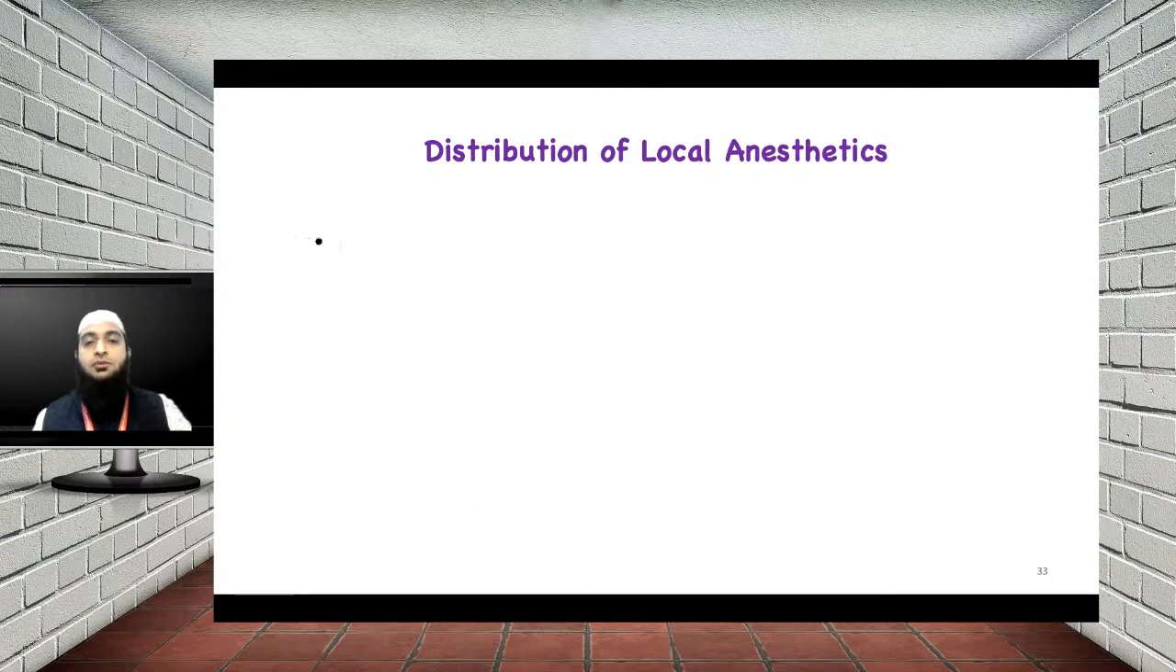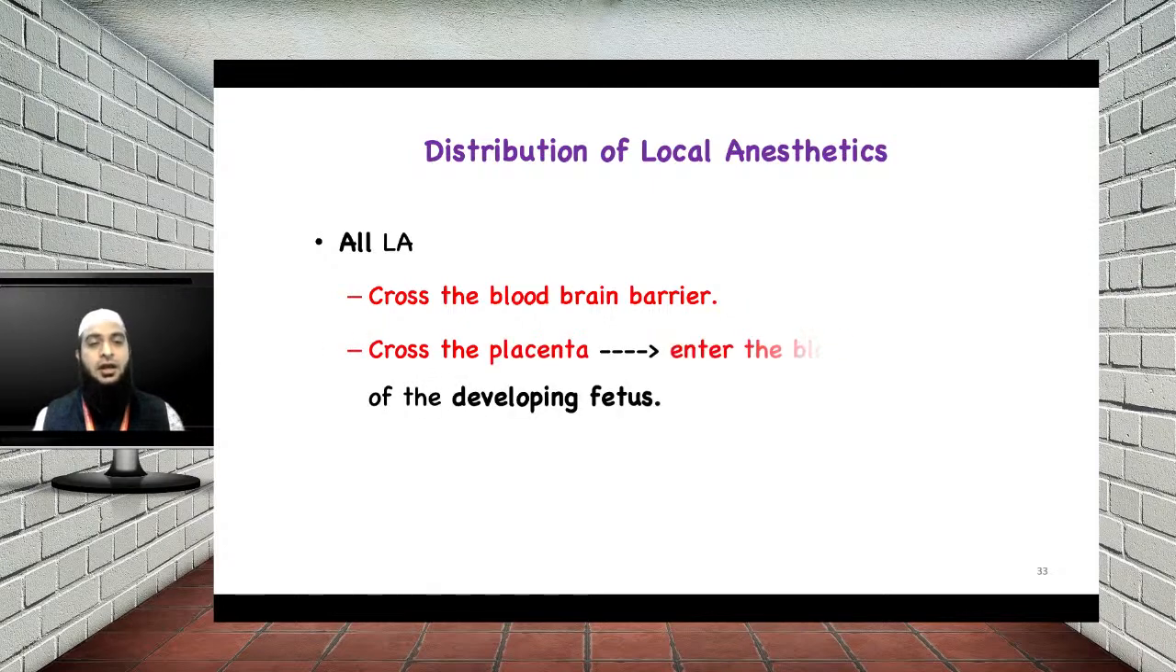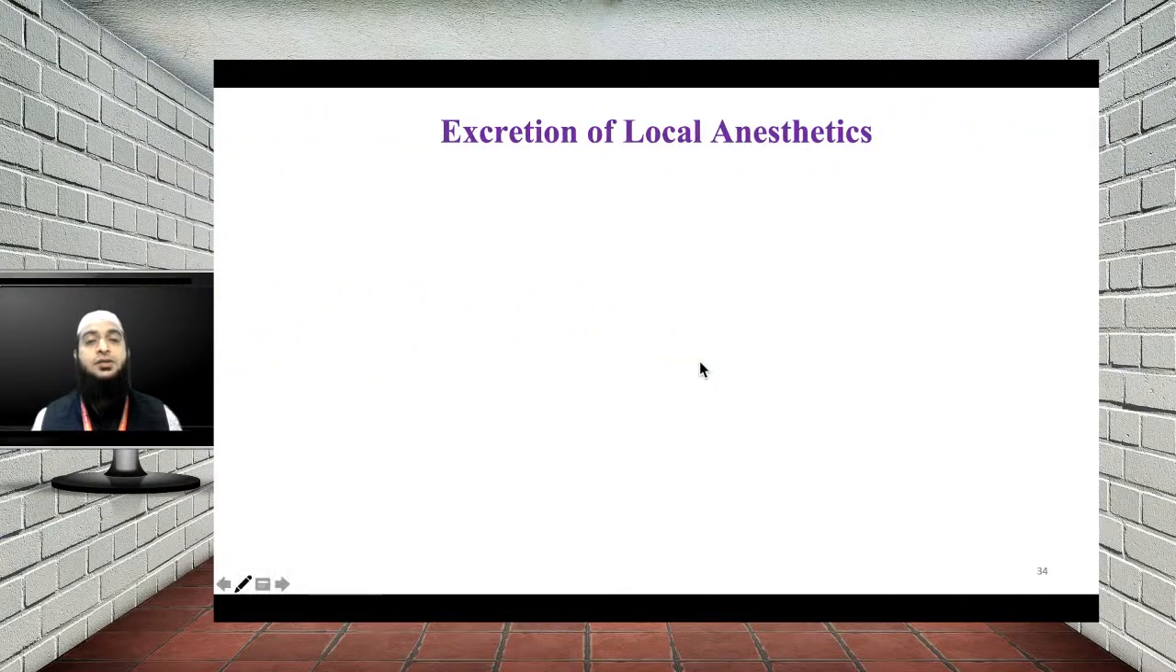Let's move on to the distribution of the local anesthetics. All local anesthetics can cross the blood-brain barrier because they are lipid soluble in nature, and they may influence the action of the central nervous system, as we have just seen. Then they can cross the placenta, so it is a matter of concern when local anesthetics are given to a pregnant woman, because they may enter the bloodstream of the developing fetus and produce effects on the fetus growing in the mother's womb.